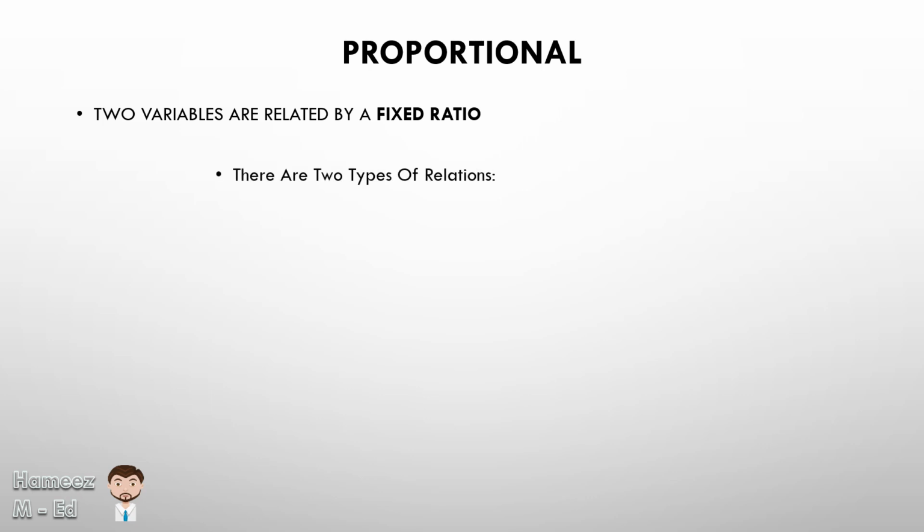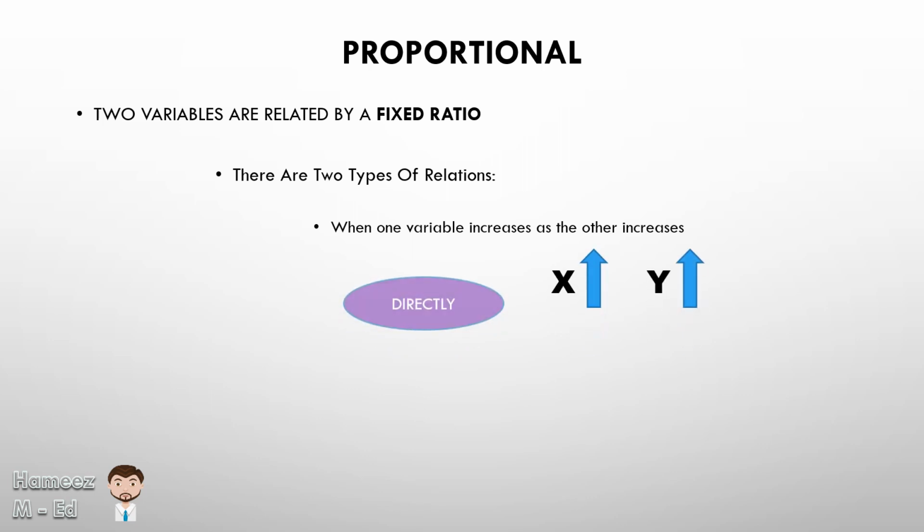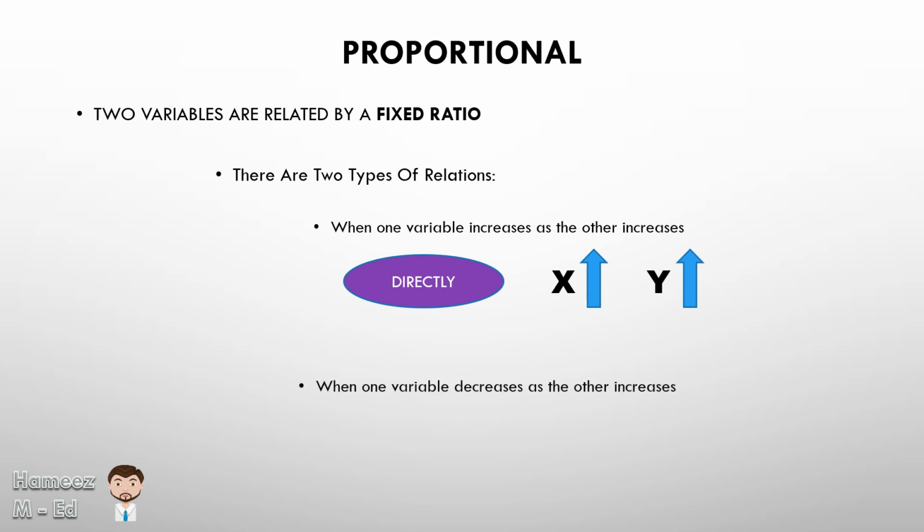One, when one variable increases as the other increases. That means as x goes up, y goes up. This is called directly proportional. The other type of relation is where one variable decreases as the other increases. So x goes down and y goes up. This is called indirectly proportional.